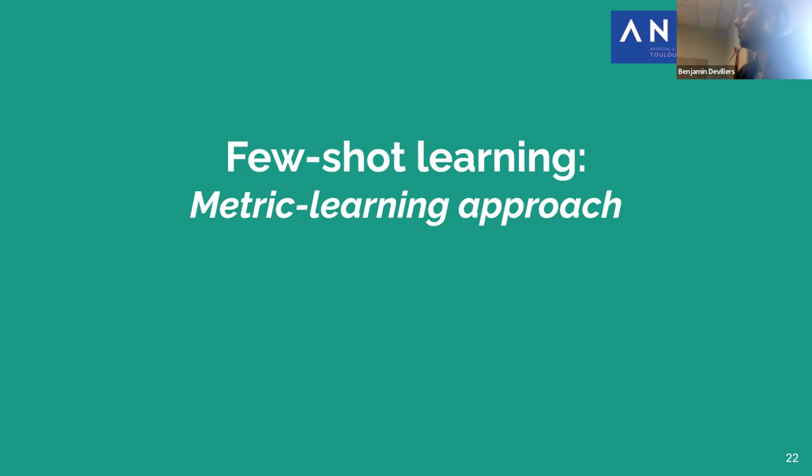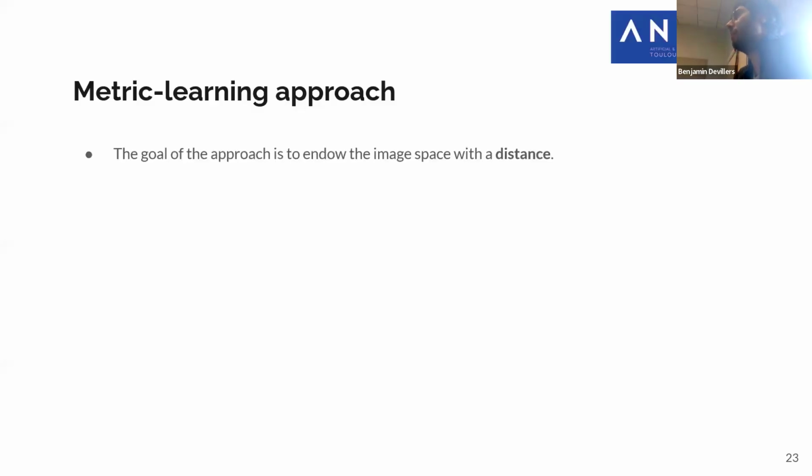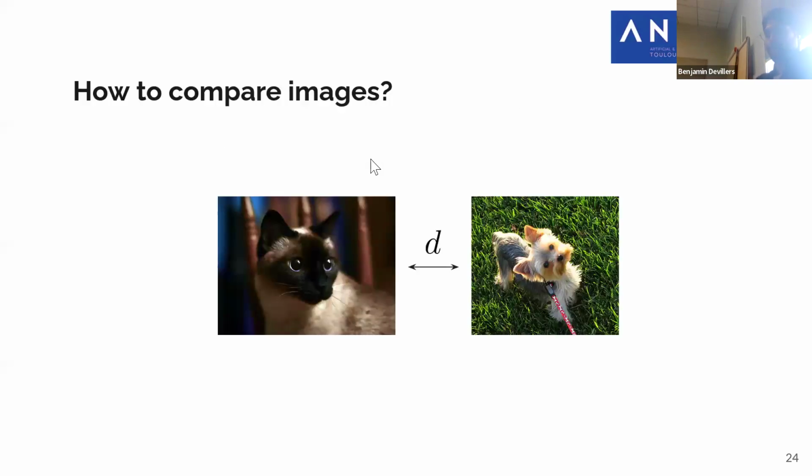And now we're going to look at really how to perform the few-shot learning classification, or one way. And this way is to define some kind of distance on image space. So what does it mean? The question is how to compare images. So we have an image here, we have another image.